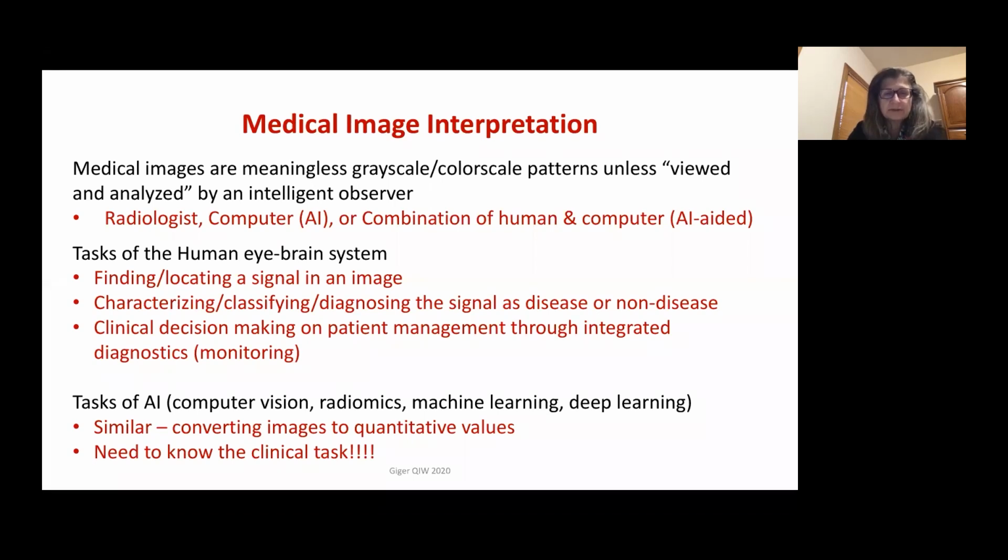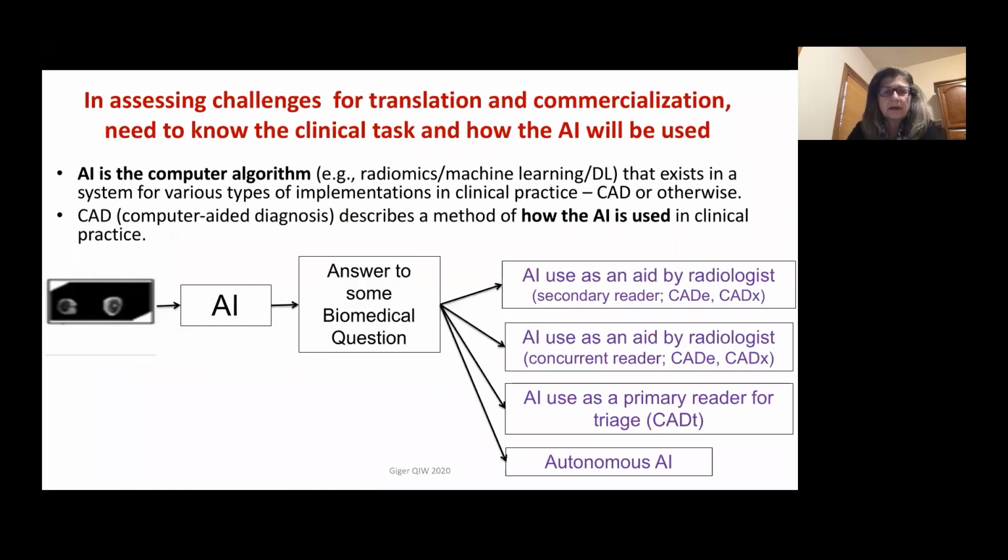Basically, we're converting images to quantitative values. So very similar to the human eye-brain system, and very important to know what is the clinical task when developing an AI algorithm. And this is important to note. The AI algorithm, shown here, is basically the computer algorithm that exists in a system to take the images, process them to answer some biomedical question.